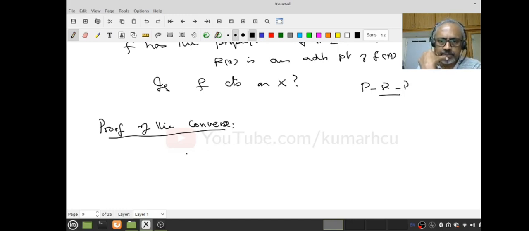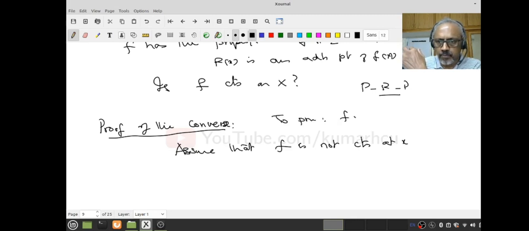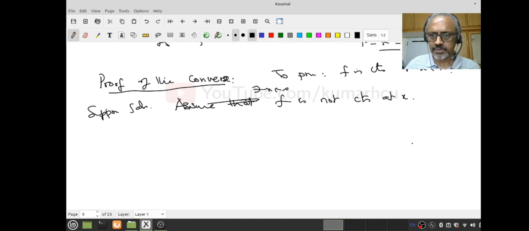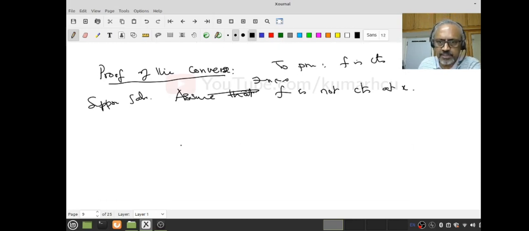I want to prove the converse. So assume that f is not continuous. I want to prove f is continuous at each and every x. To prove that, at every x in X, right? Suppose false, then there exists some x in X so that f is not continuous. Do you understand this? Sure. Right. So if f is not continuous at x, what does it mean?